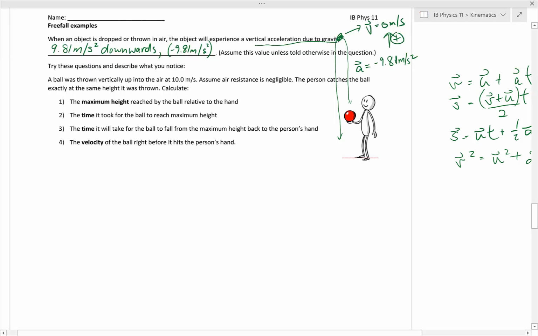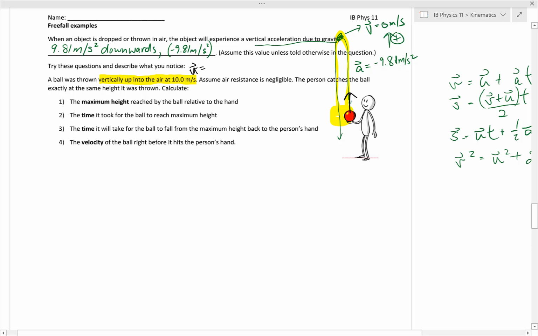First thing you notice, the question says, a ball was thrown vertically upwards in the air at 10 meters per second. That tells you right away that this ball starts off with a velocity, or actually it will be initial velocity for us, of 10 meters per second. We're going to assume air resistance is negligible, which we quite often do, and the person is going to catch the ball exactly at the same height it was thrown. So that's the story. The ball's going to go up and it's going to come down, and hopefully he's going to catch it right there.